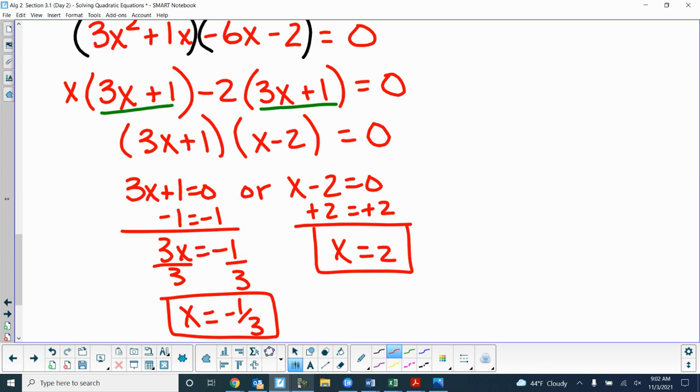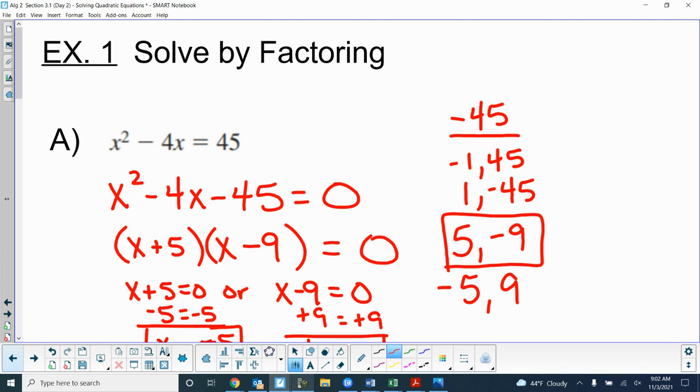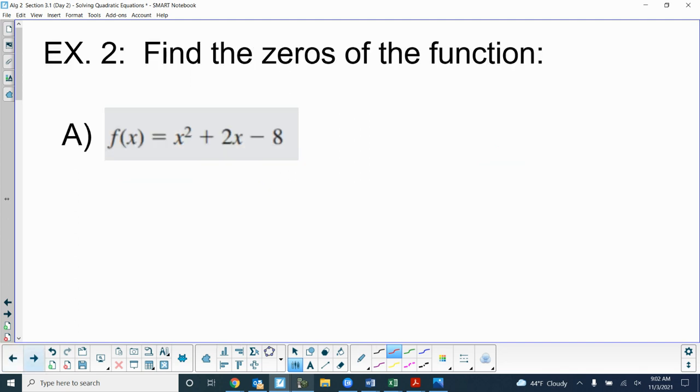Questions? Making sense? So, what is this method of solving a quadratic equation? Factoring, yes. All right, sometimes they'll ask you, instead of saying solve by factoring, they'll say find the zeros of the function. It means exactly the same thing we just did on those last three. Just solve it. Find out what x equals. All right, so go ahead and solve that by factoring.